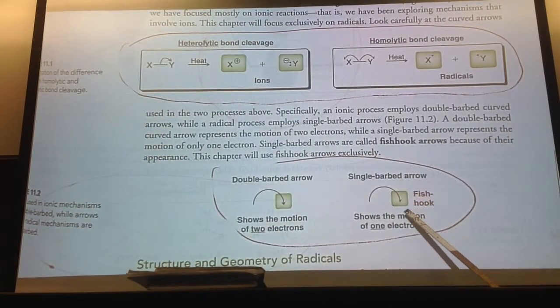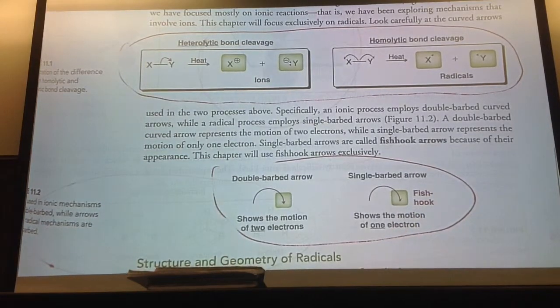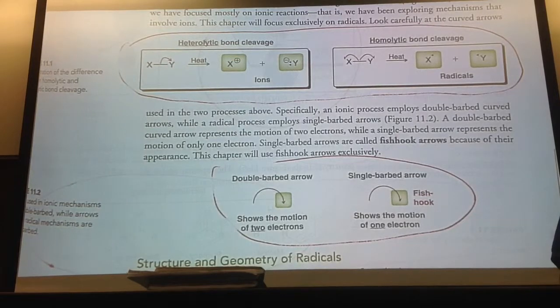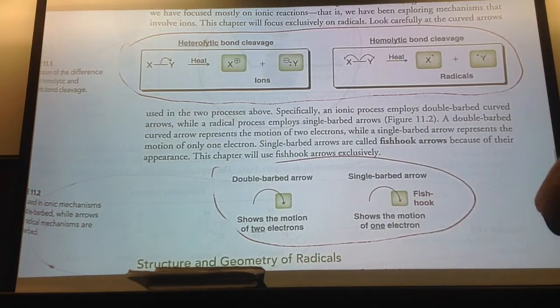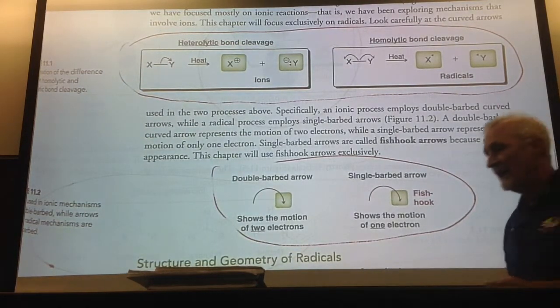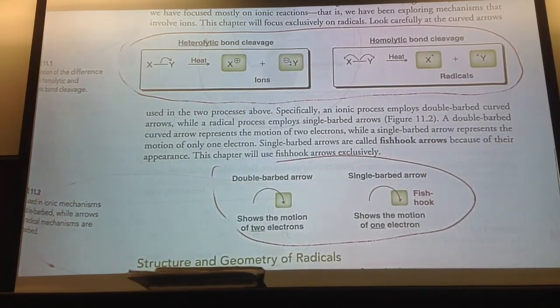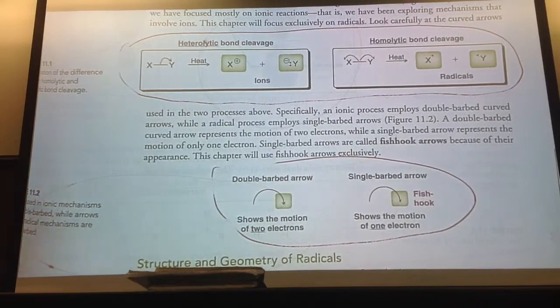All right, so a double-barbed arrow shows the motion of 2 electrons. A single-barbed arrow, called a fishhook, shows the motion of 1 electron. So in this chapter, you will be studying reaction mechanisms that involve single electrons moving around. There's a bunch of dance moves here. A lot of them you won't ever see, but just to refresh your memory before I get into that.